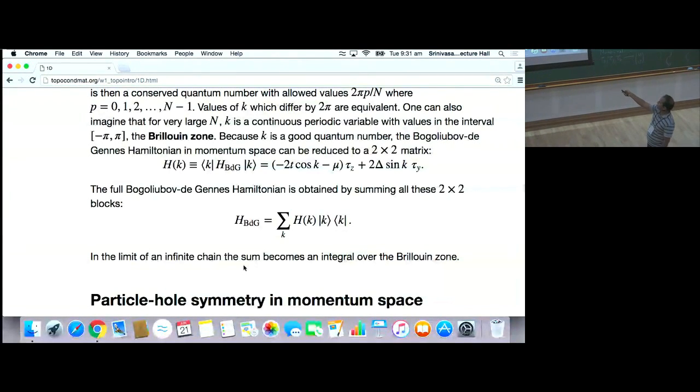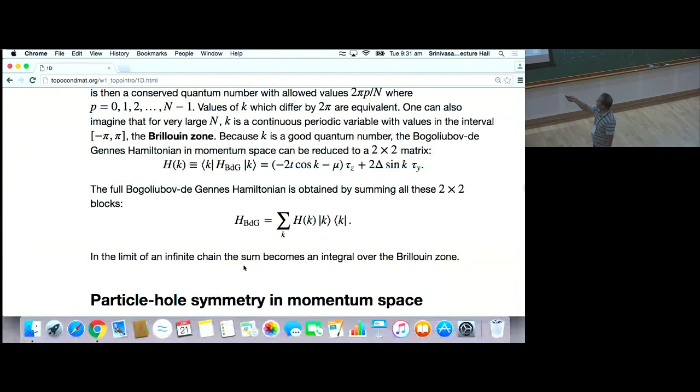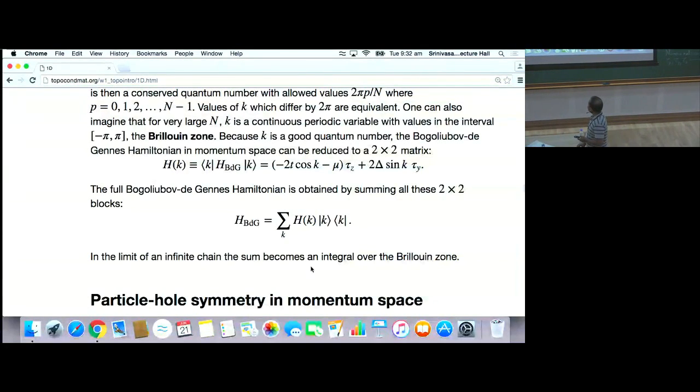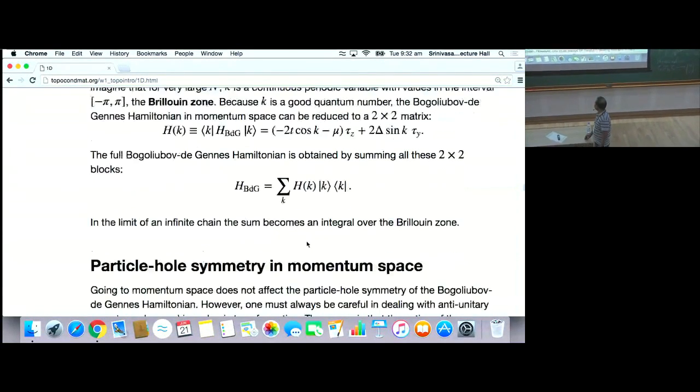So you get some Hamiltonian like this, with 2t cos k. Basically the whole L dimension is gone, and you just have a 2 by 2 matrix. The Bogoliubov-de Gennes Hamiltonian you can now think of as a tensor product with this nice 2 by 2 matrix. The advantage is that before you had to diagonalize a 12 by 12 matrix, but now you can just diagonalize a 2 by 2 matrix, and we'll understand the bulk spectrum. Okay, this is again a standard trick, nothing much to do with topology.